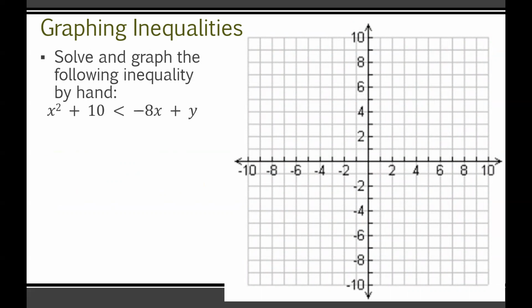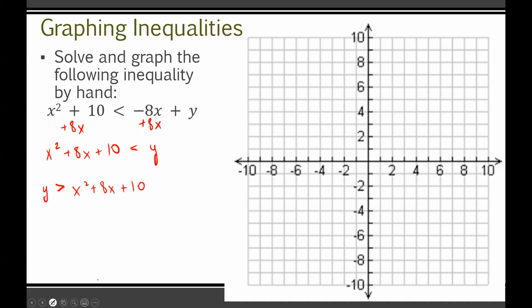First things first on this one, we should get our y all by itself here. So I think we should maybe add 8x to both sides. So that's going to give me x squared plus 8x plus 10 is less than y. And I don't know about you, but I really don't like having y on the right-hand side, so I'm going to flip everything over. Remember, think of this inequality as a mouth that wants to eat the bigger number. So why don't I say y is greater than, the mouth is still facing the y, x squared plus 8x plus 10. I didn't change what it was, I just changed the way it was written.